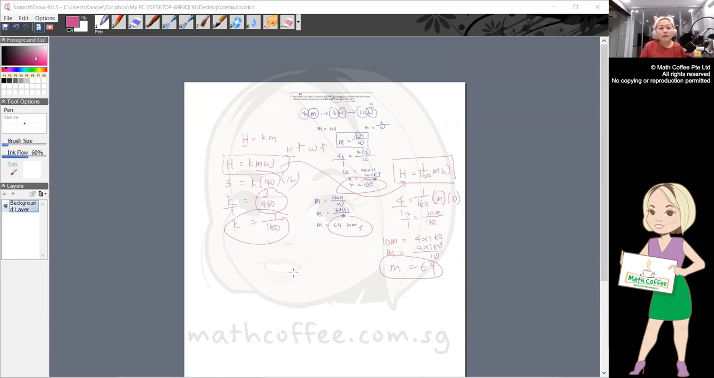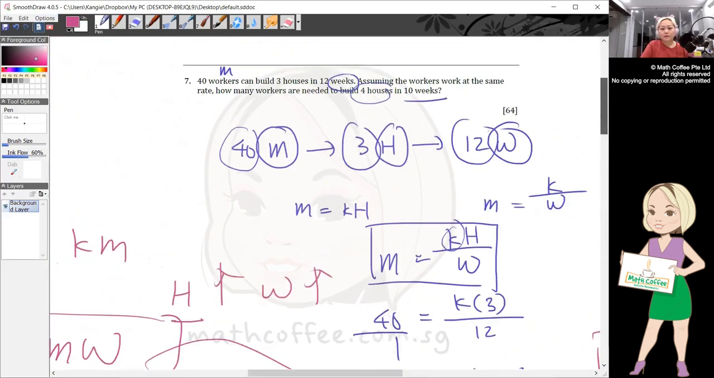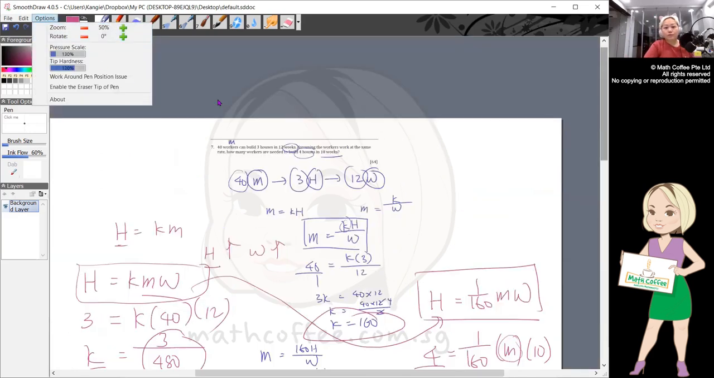Yes, this works with those questions whereby the workers fell sick. A lot of time the question asks like, maybe initially they will say 40 workers, blah, blah, blah. Then after they say, if let's say 3 workers fall sick, then you will know that your new number of workers is 40 minus 3, and it will be 37 workers. Okay, it works also.